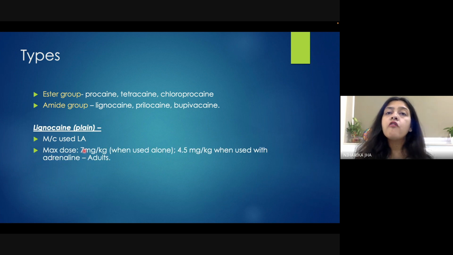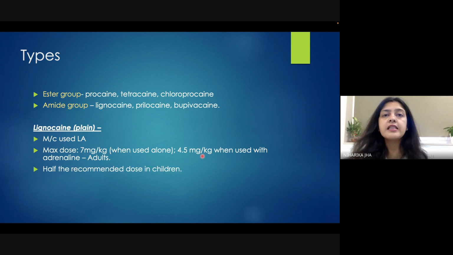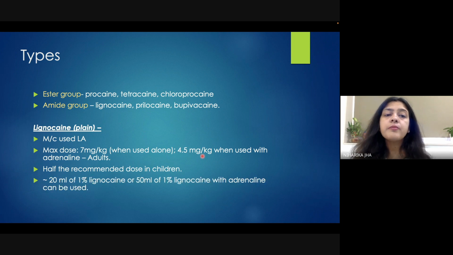The maximum dose of plain lignocaine in adults is 7 milligram per kg. When it is used in combination with adrenaline, then a dose of 4.5 milligram per kg in one session is the maximum upper limit in adults. If we are dealing with children, half this dose is the ideal upper limit. If we talk about the volume, 20 ml of 1% lignocaine or 50 ml of 1% lignocaine with adrenaline can be used. This is the maximum amount that I am talking about.